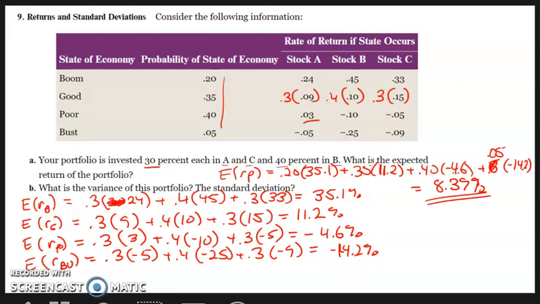Now B, calculate the variance and standard deviation. I'm going to go to a clean page. So this is problem 9 continued. Our variance for the portfolio, sigma squared p: we have a 0.2 probability of 35.1%. We subtract our mean from that, our expected return, 8.39%.